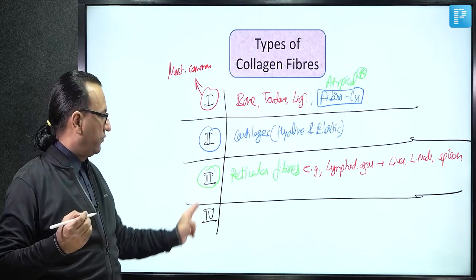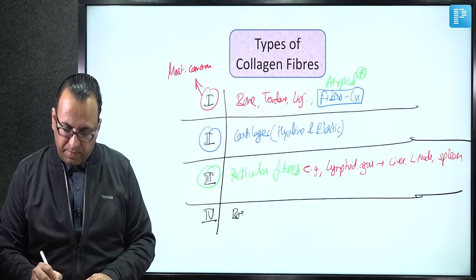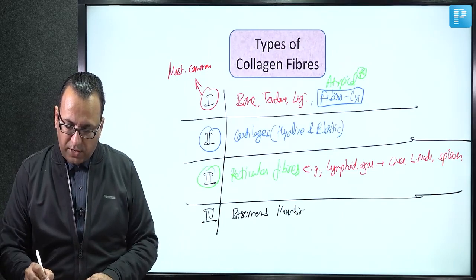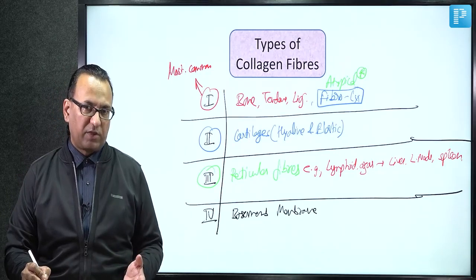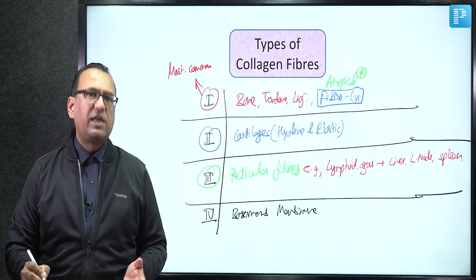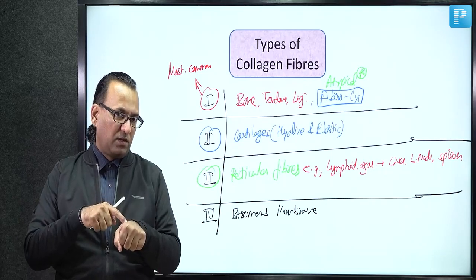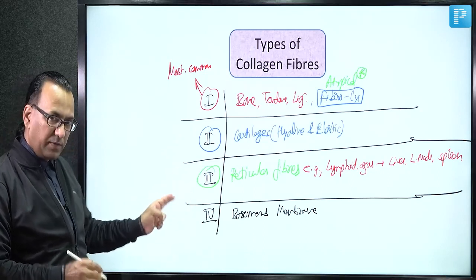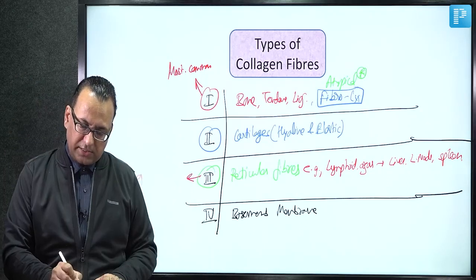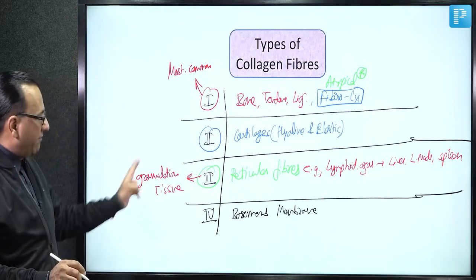Where do you find the type 4 collagen? You can mention basement membrane. Now, when you say basement membrane will have the type 4 collagen fiber, there can be some collagenopathies which you will discuss in pathology. One question has come. When there is a recent healing tissue, which type of collagen fibers will you find there? The granulation tissue. Granulation tissue will have type 3 collagen fibers you can mention.